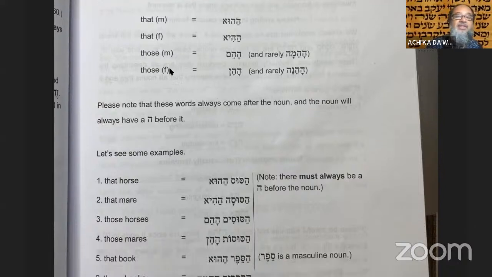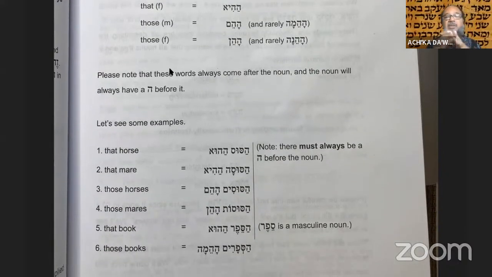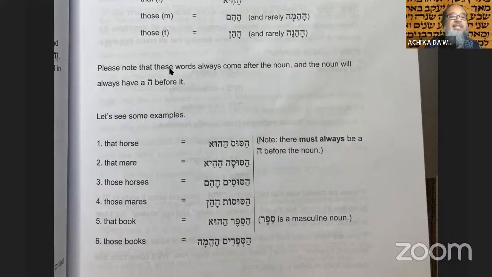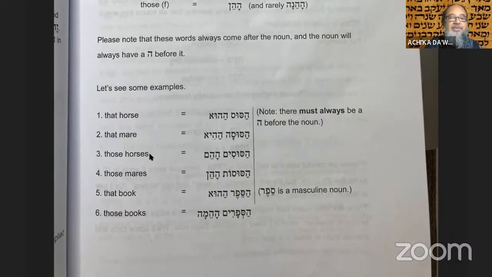So again, it tells us to make sure we remember that these words come after the noun and have a hey on the front of it. So it says, let's see some examples. And now here are the examples.